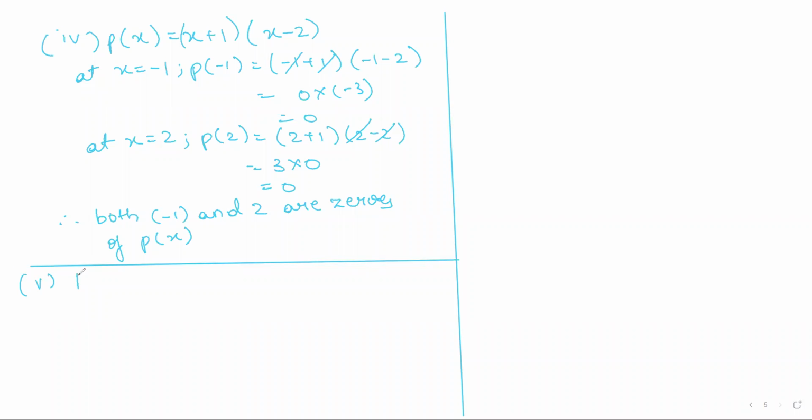Fifth, P of x given is x squared. You have to check at x equals 0. So at x equals 0, P of 0 will be equal to 0 squared, which is 0. Therefore, 0 is a zero of P of x.